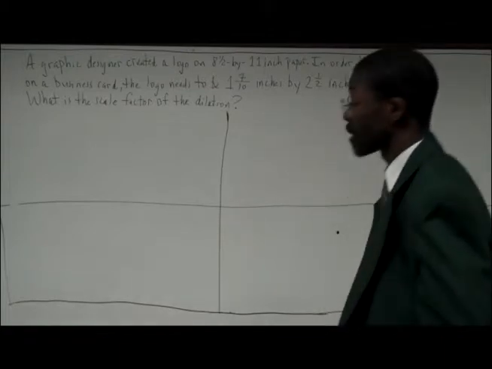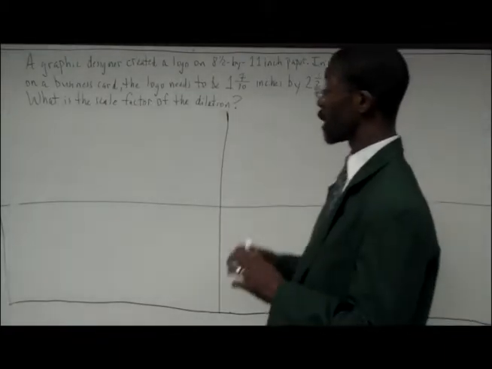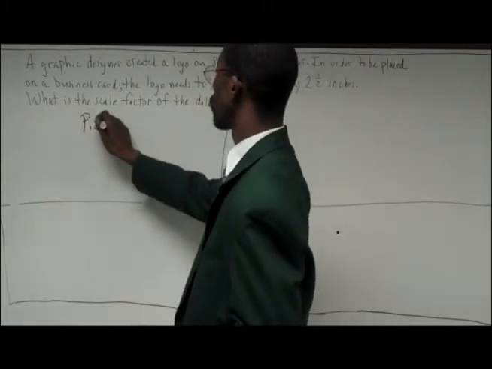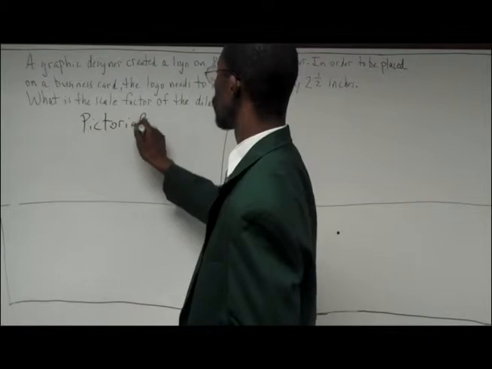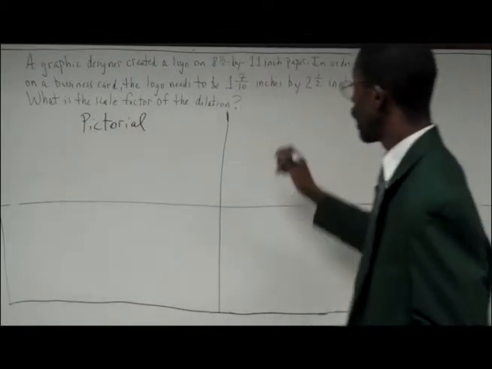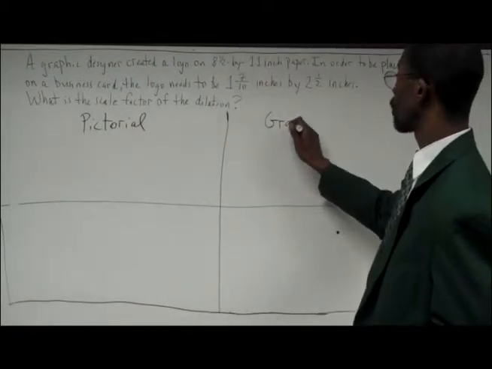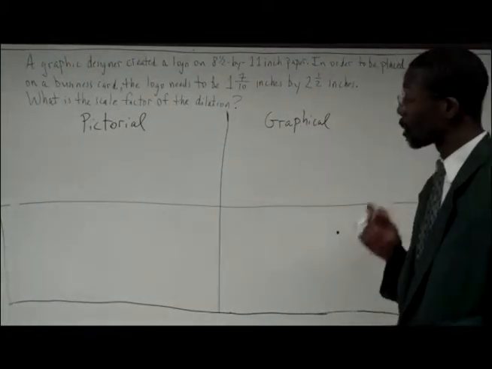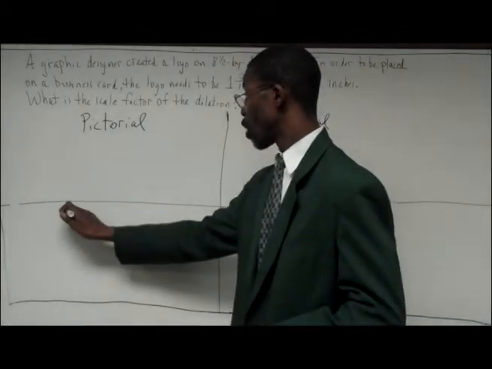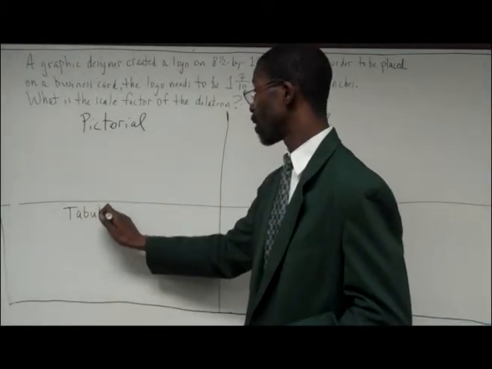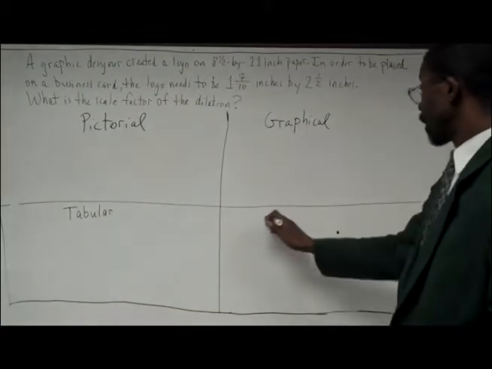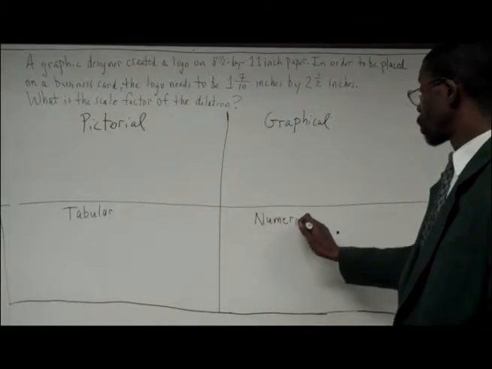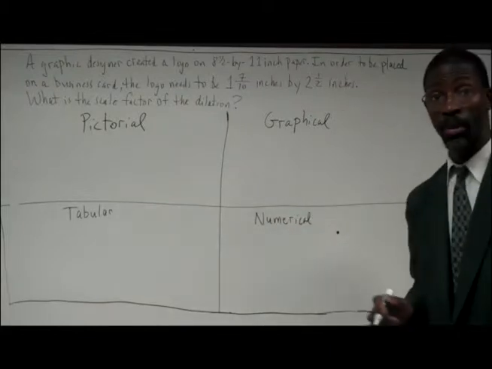So the first point that we need to be sensitive to in solving this problem is understanding that there are 4 ways to solve this problem. One way is called pictorial, and that means that we will be focused on solving the problem using a picture. Another method or mode is called graphical, which means that we will be solving the problem using a graph on the Cartesian coordinate plane. A third method is called tabular, which means we'll be solving the problem with a table or a chart. And the last way, which is the most common way, is numerical, which means we'll be focused on solving the problem with numbers and operations.